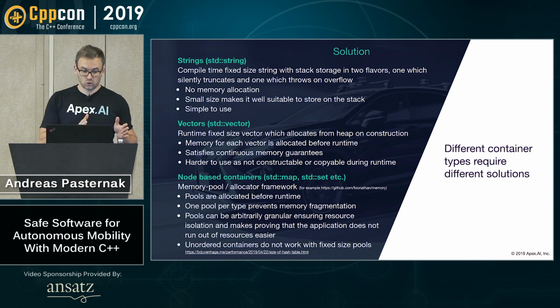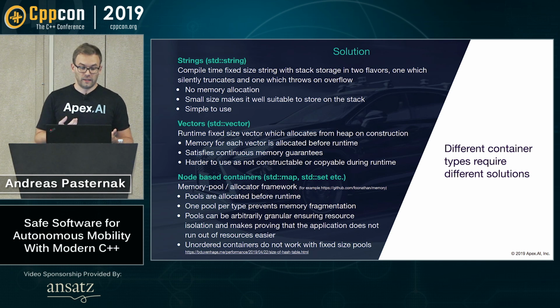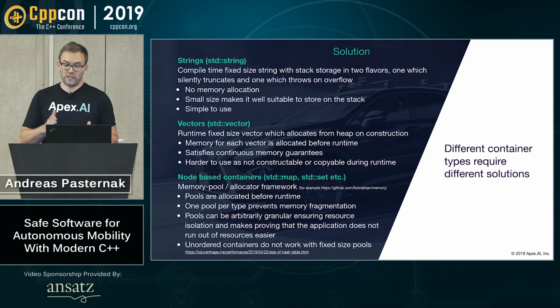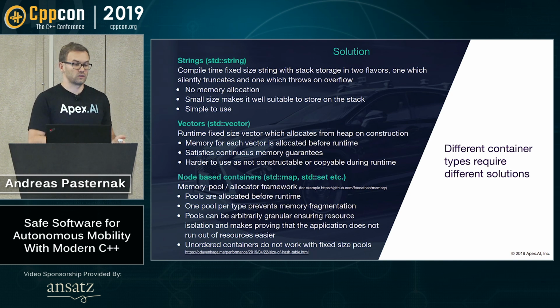Then the second group is basically the vector, and we created a runtime fixed vector which allocates from the heap on construction. Then you need to construct the vector before runtime happens. And this vector satisfies the contiguous memory guarantee, but unfortunately it's much harder to use because you're not allowed to construct it or copy it during runtime. So our vector implementation, for example, is not copyable, so it makes it harder to use it wrong.